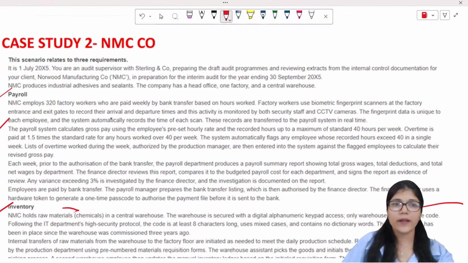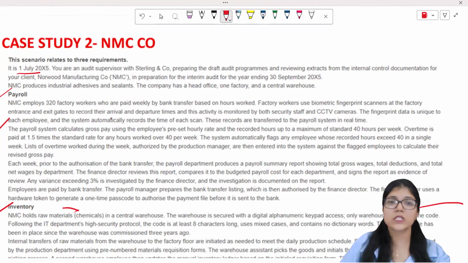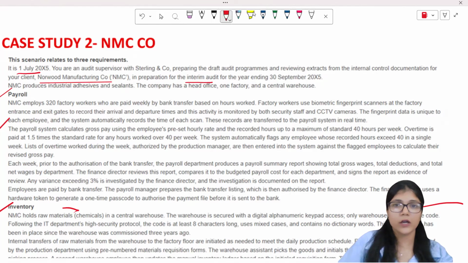It is 1st July 25. You are an audit supervisor with Sterling Company, preparing the draft audit programs and reviewing extracts from internal control documentation for your client, Norwood Manufacturing Company, NMC. NMC is preparing for interim audit for the year ended 30th September 25. So our year end is this. We are sitting before the year end. My client is this. Basic background information.